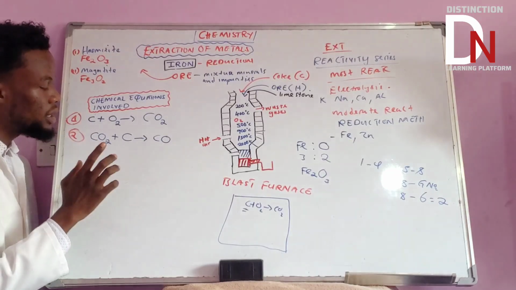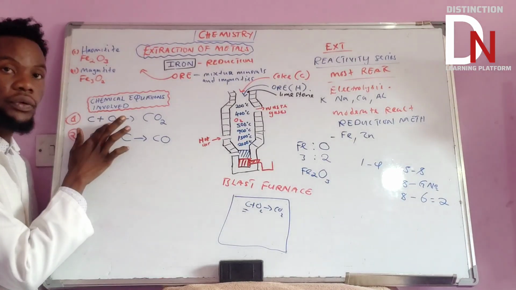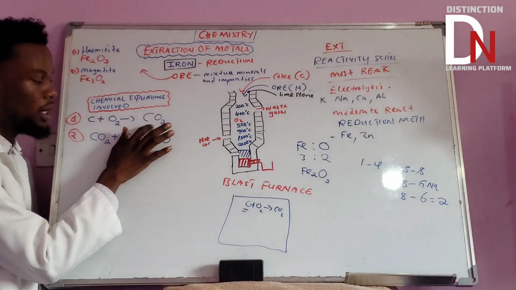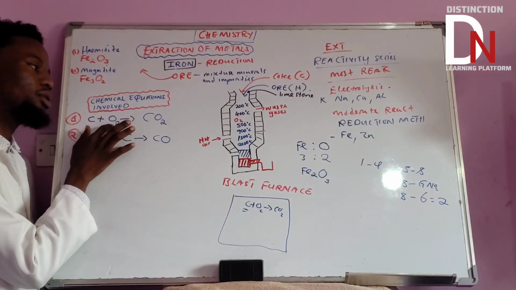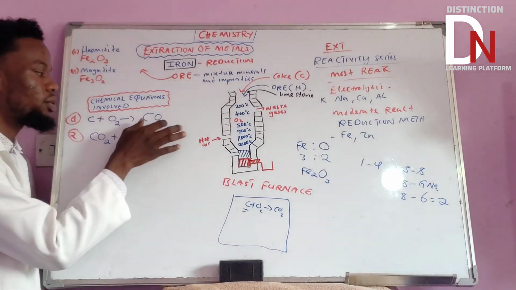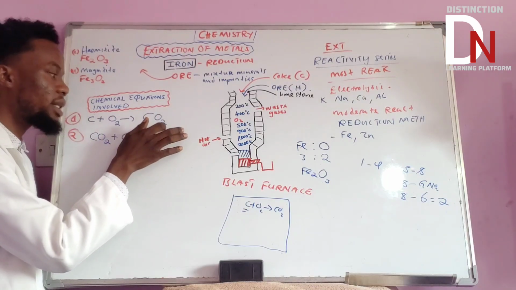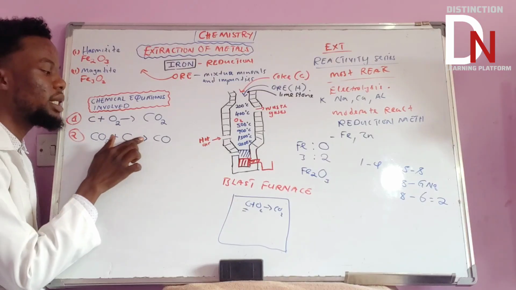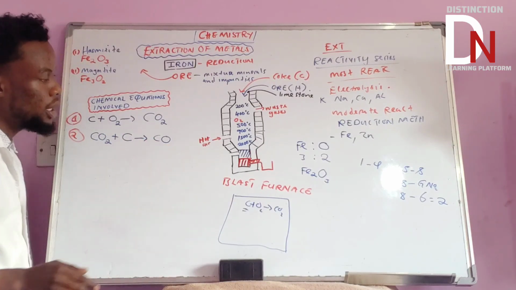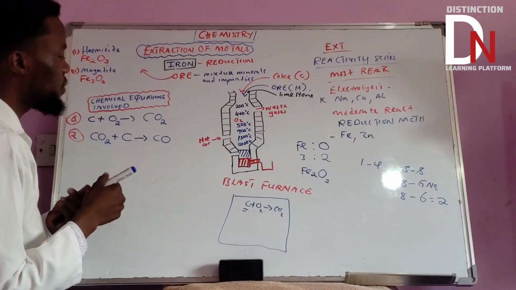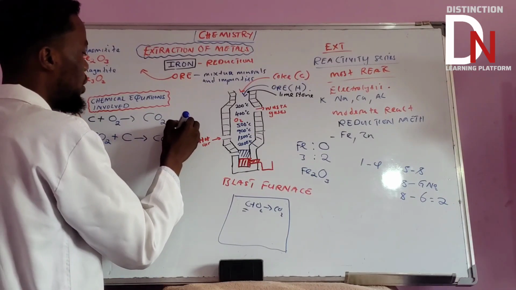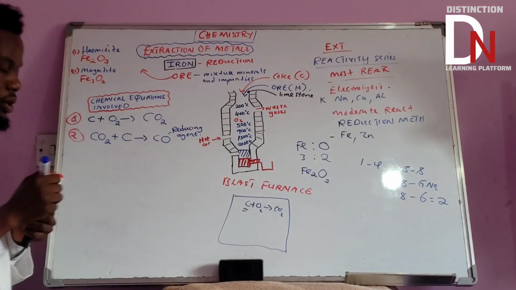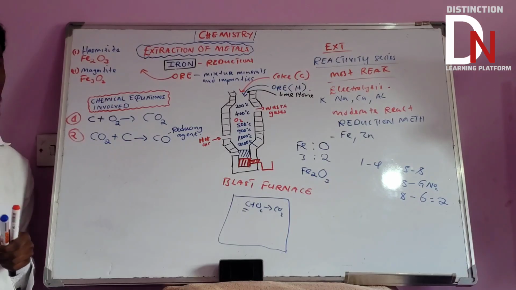You say, firstly, carbon and oxygen are going to react to form carbon dioxide. This type of chemical equation is what we call combustion. So carbon and oxygen chemically combine in a combustion reaction to produce carbon dioxide. And this same carbon dioxide is going to react with more coke being fed in the blast furnace to produce carbon monoxide. This carbon monoxide is what we call a reducing agent. I'll tell you why it is called a reducing agent.